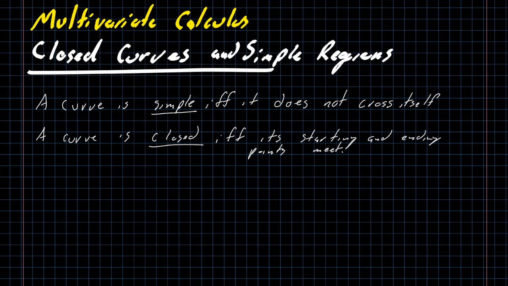Right. I could define these ideas algebraically. It's something that is certainly possible and in places useful. But for our purposes, understanding the geometry is good enough and quite a bit simpler. So a curve is called simple if and only if it does not cross itself. And a curve is called closed if and only if its starting and ending points meet.